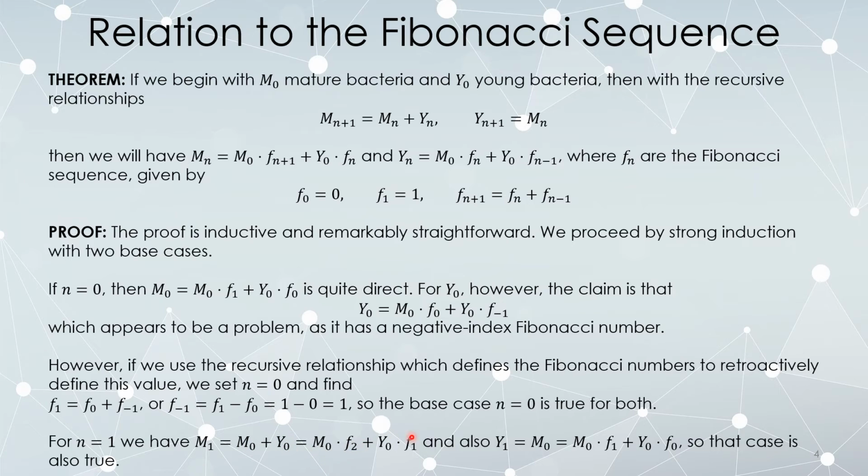Also, y sub 1 is just equal to m sub 0. The number of young bacteria after the first day is however many mature ones I started with. But that's m0 times 1 plus y0 times 0. So the formula happens to work out for n equals 1 as well. So we've established our two base cases.